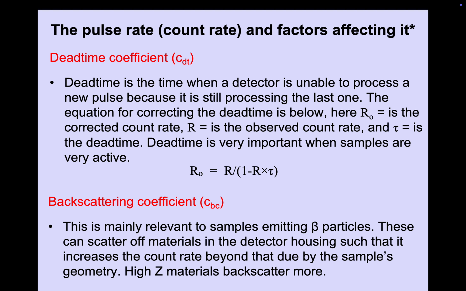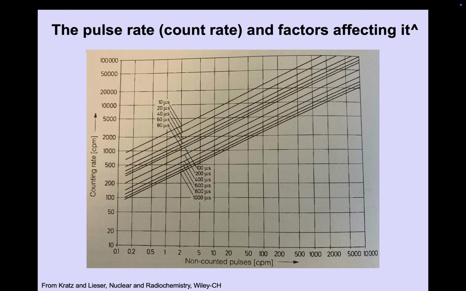Now, we can come up with our correction function for the dead time using the equation that you see on this slide. So here R is the observed count rate, tau is the dead time, and R0 is the count rate that is being corrected for the dead time. Now, the dead time gets higher when we have more activity in our sample, and we can visualize this quite well in this figure that I've taken from the Kratz and Lieser textbook, Nuclear and Radiochemistry, published by Wiley.